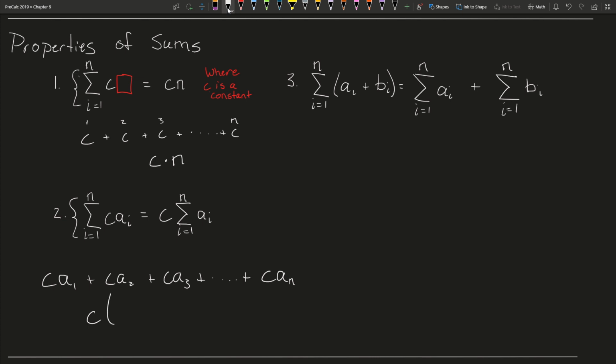Okay, so when we pull that out, we're left with all these terms added together. And then inside of that parentheses, that is the sum of just a sub i. And then that constant is on the outside. Okay, so that's why this works.